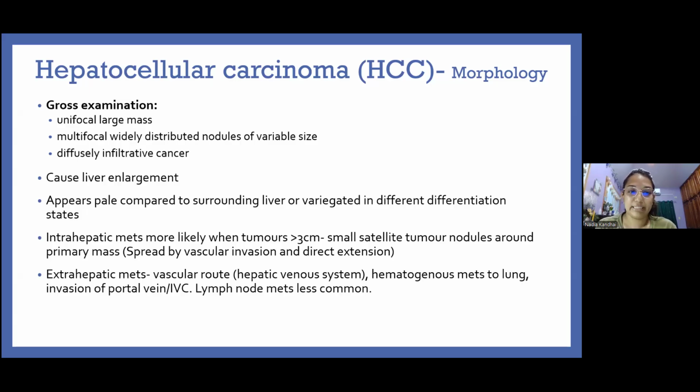Intrahepatic mets are more likely when these tumors are more than 3 centimeters, and they appear as small satellite tumor nodules around the primary mass, whereas extrahepatic mets spread by the vascular route, hematogenous mets to the lung, and invasion of even the portal vein or the IVC.